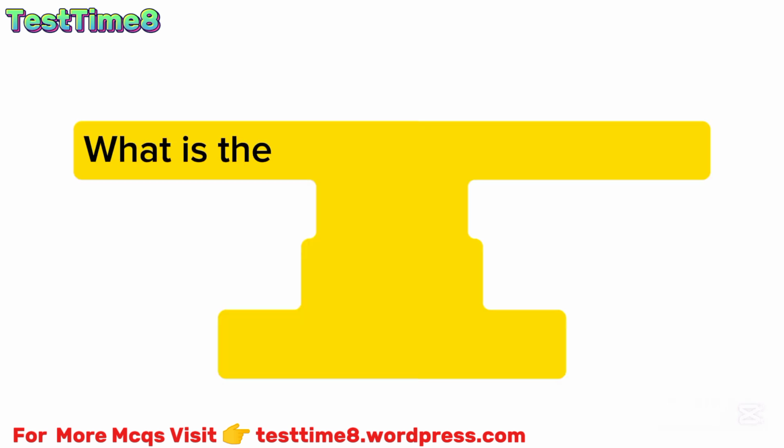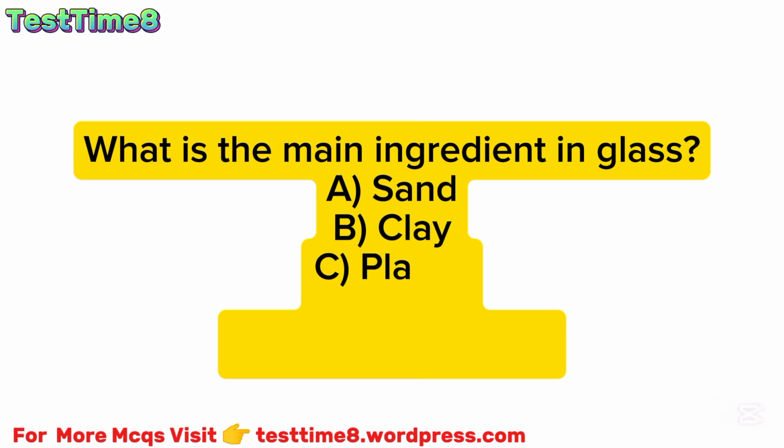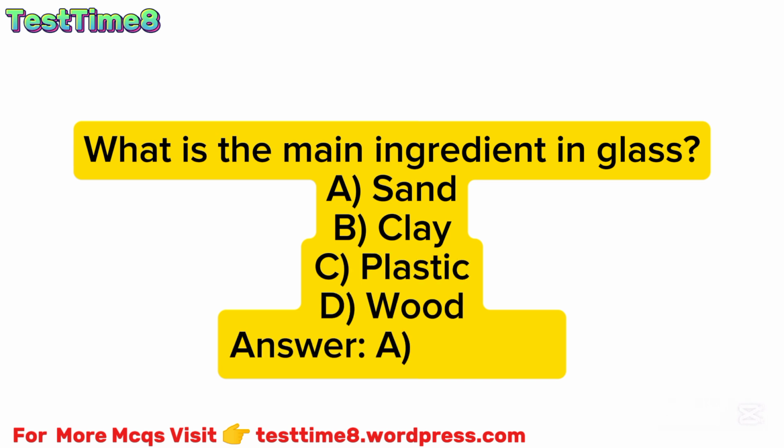What is the main ingredient in glass? A. Sand, B. Clay, C. Plastic, D. Wood. Answer: A. Sand.